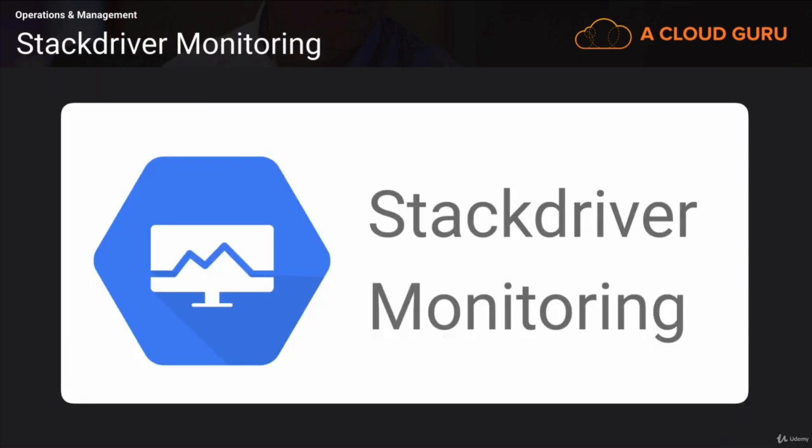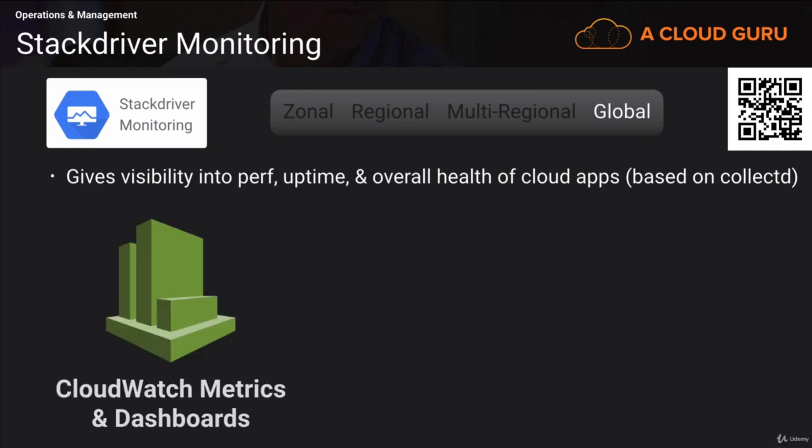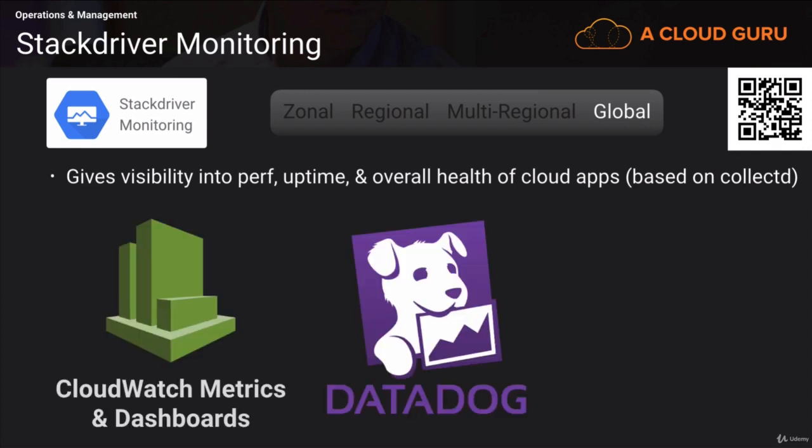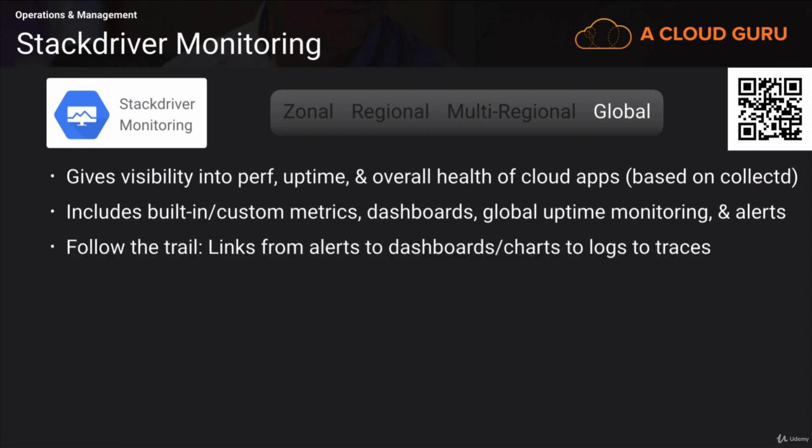Speaking of monitoring, let's take a look at Stackdriver Monitoring. This service gives you visibility into the performance, uptime, and overall health of your cloud applications, and it's based on CollectD. You might compare this to CloudWatch's metrics and dashboards, or to something like Datadog, and if you were doing it on your own, you might use the CollectD service. Now, this includes a number of built-in and custom metrics, dashboards, uptime monitoring from a number of locations globally, and alerts. And a theme we'll see with Stackdriver is that you can follow the trail. You can link from the alert to the dashboard or chart, to logs, and to traces, which all really helps when you're trying to debug a problem quickly.